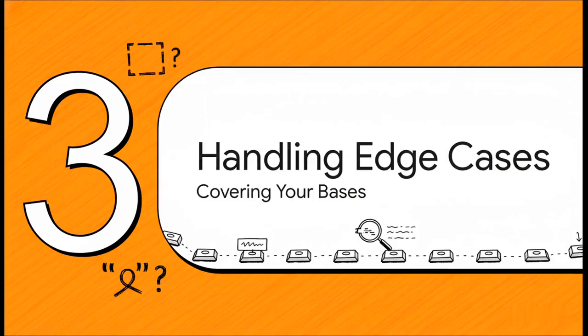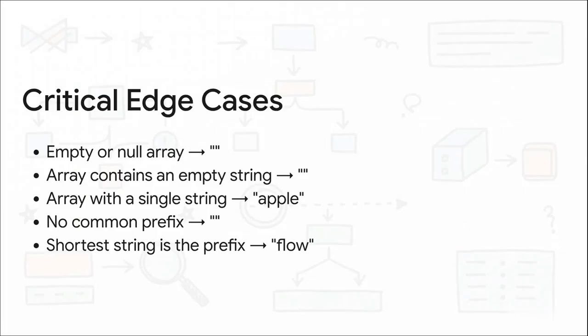Of course, writing good code is never just about getting the main logic right. It's about being prepared for all the weird stuff, the unexpected inputs. What happens if the list of words is empty? Or one of the words itself is empty? You've got to cover your bases and handle those tricky edge cases. And these right here are the big ones you have to think about.